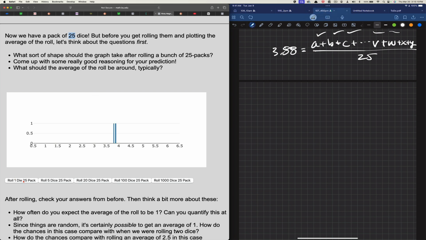So again, I can roll another 25 and get another data point. Each time I do this, I'm going to get 1 data point, which is the mean of the roll of those 25. I can do 20 or 5 more times at a time. That's all the software is allowing me to do. Or I can do 1,000 at a time. And notice that I'm getting this normal curve.